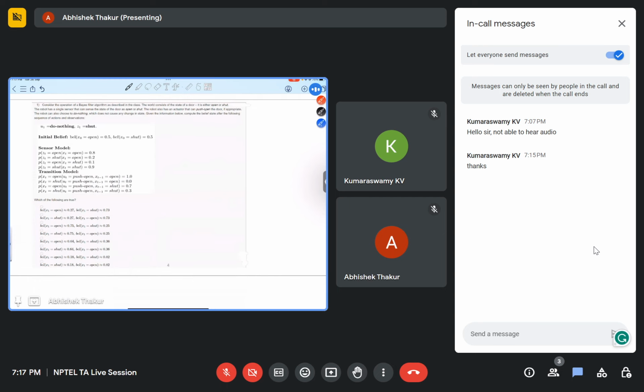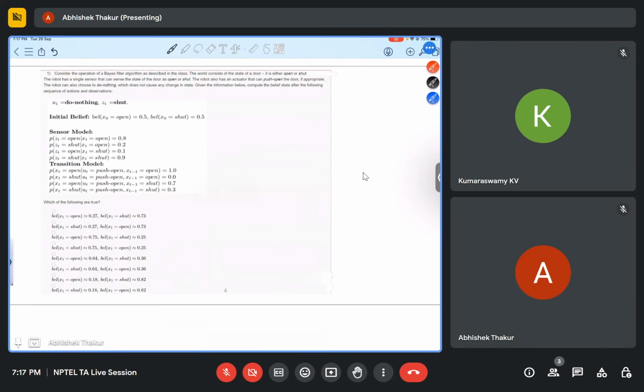So now we'll solve the first question. It is given: consider the operation of a Bayes filter algorithm as described in the class. You can see the lecture on the NPTEL portal. They have already derived all the equations, which are used in this question. The world consists of a state of a door. The door can be either open or closed, open or shut. The robot has a single sensor, let's suppose a camera, which senses the state of the door as open or shut.